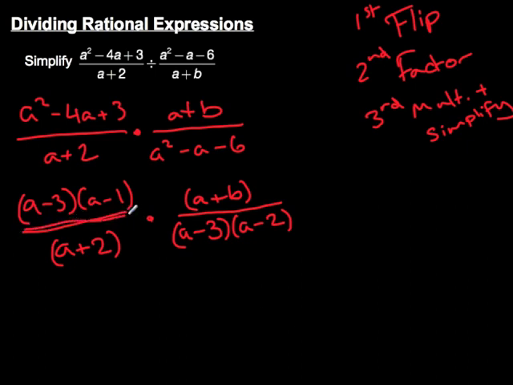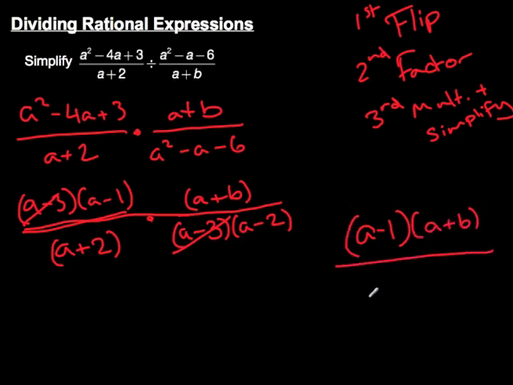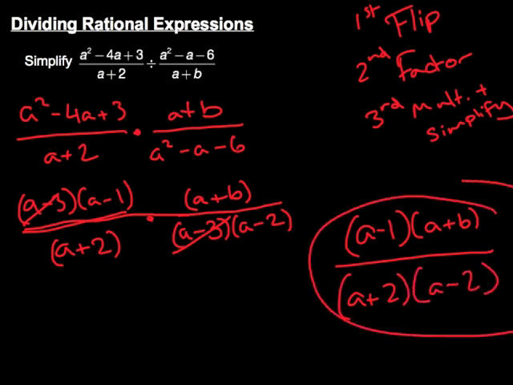Again, just make this one giant fraction because we're multiplying straight across anyway. You could just make it a giant fraction. And if we do that, a minus 3 cancels out with a minus 3, and that looks like it's it. So a minus 1 times a plus b in the numerator, and a plus 2 times a minus 2 in the denominator. There is your divided fraction.